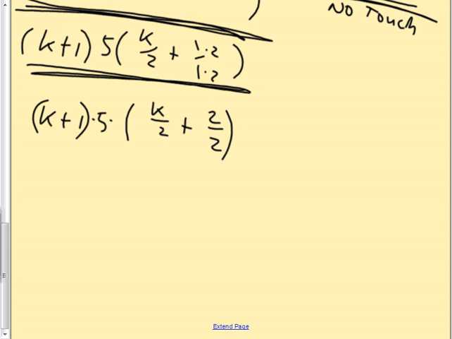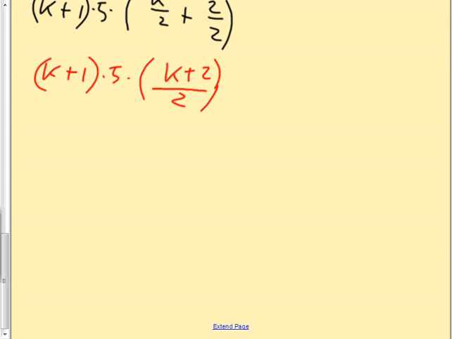All right, so k plus 1 times 5 times k plus 2 over 2. Now do you get how I can get that 2 out? K plus 1 times 5 times 1/2 times k plus 2.